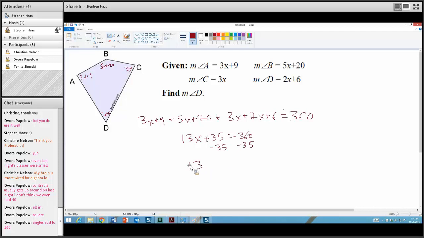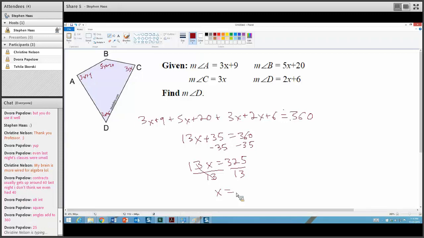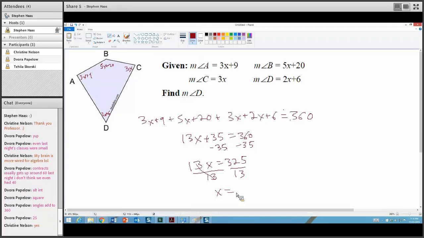So now we've got 13x equals 325. Divide by 13, and I'm going to do this without a calculator. Okay, 260 is 20, so that's 25, no? Isn't that 25? Okay, anyway, yeah, 25. Okay, very good. So x is 25. What was the question? The question was, what was measure angle D? Well, that's 2x plus 6. 2 times 25 is 50, plus 6 is 56.